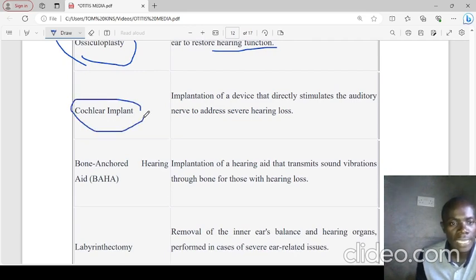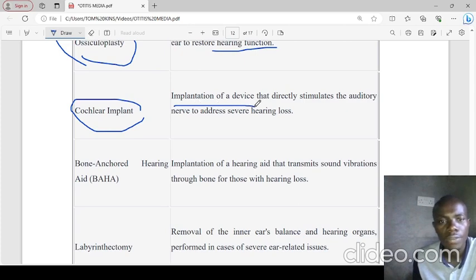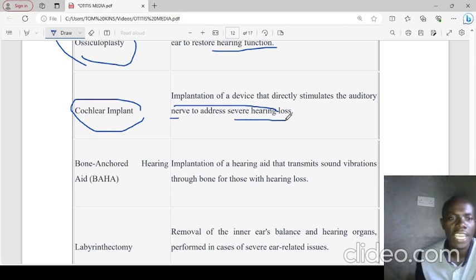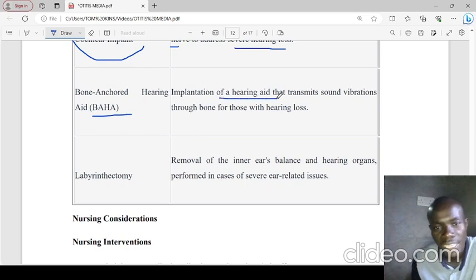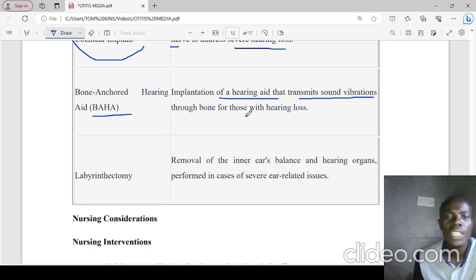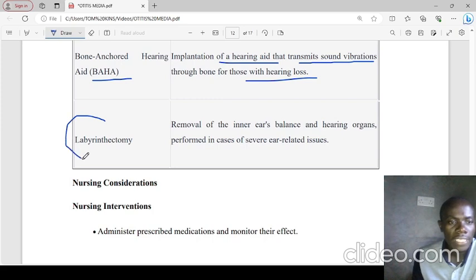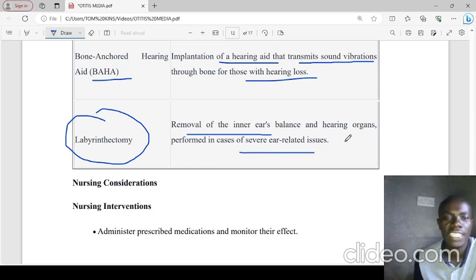We have cochlear implant as another surgical intervention, and here we have implantation of a device that directly stimulates the auditory nerve to address severe hearing loss. We also have the bone anchored hearing aid, abbreviated as BAHA. This hearing aid transmits sound vibrations through bones for those with hearing problems. Lastly, we have the labyrinthectomy, and this is the removal of the inner ear's balance and hearing organs, performed in cases of severe ear-related issues.